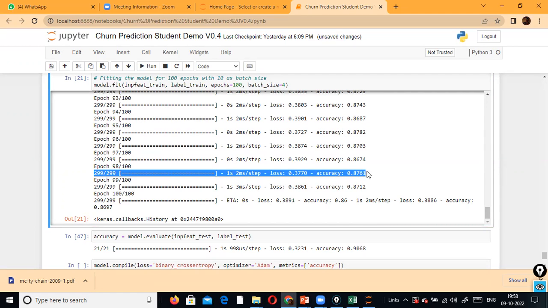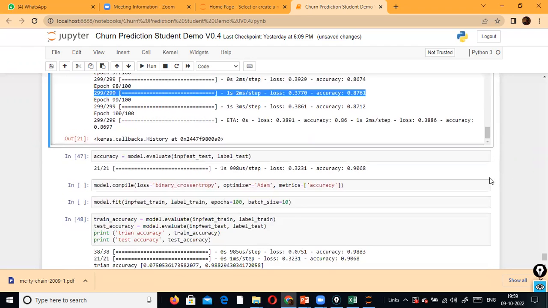Error should not increase. Instead, accuracy should increase. But how come the loss is more than this one? Accuracy is 0.87. No, the accuracy is decreasing, right? 0.8712 is obviously less than this one. So this is the one. It is converging at the 99th epoch. Epoch is a kind of iteration. Batch, I will tell you later.